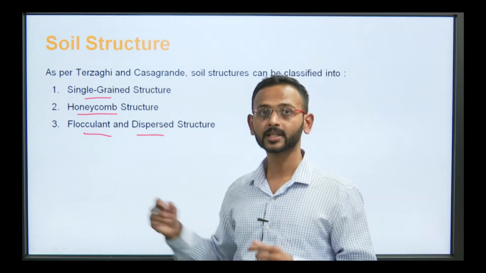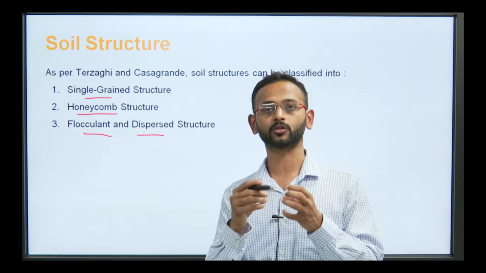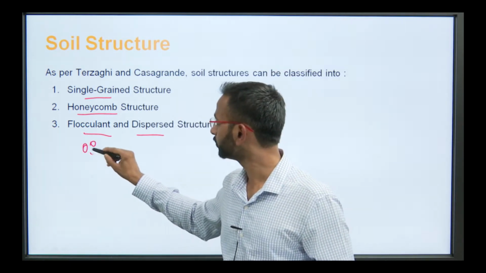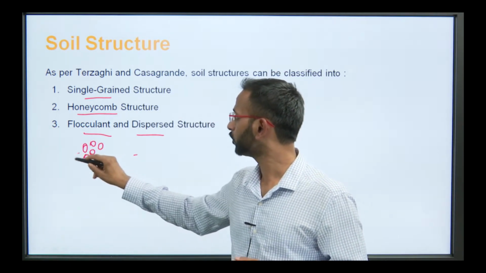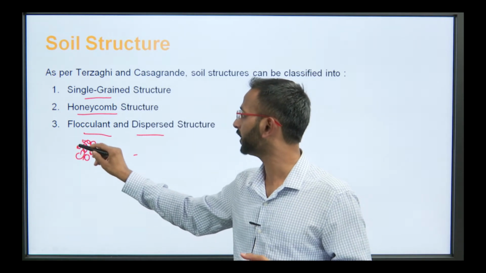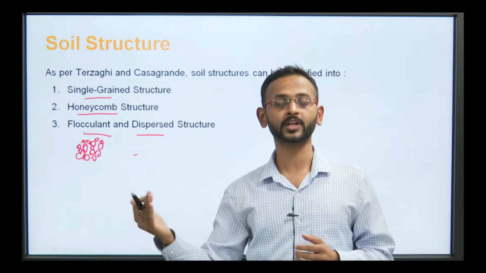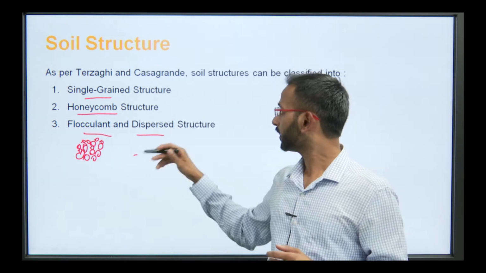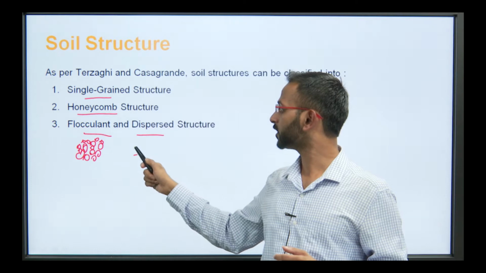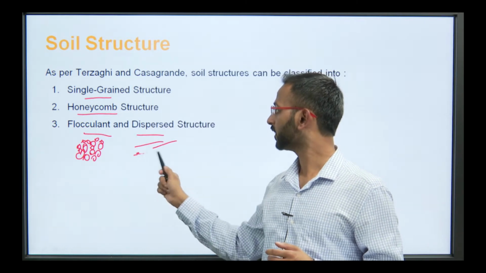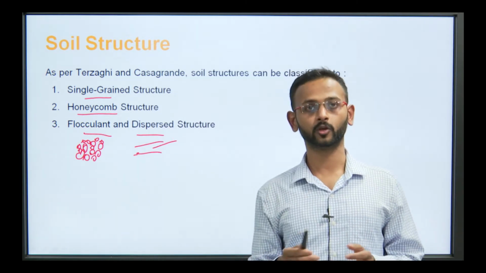Then the third one is this flocculent and dispersed structure. Flocculent means it is containing flocks. Flocks means they are all together, very near, making a heap or flocks. But how is the flocculent structure? We will be seeing that. Next is the dispersed. Dispersed means they will be slightly away. How they will be away, we will be seeing that.